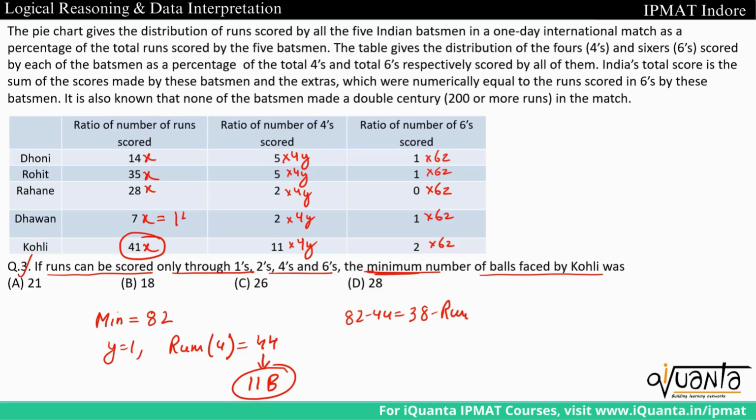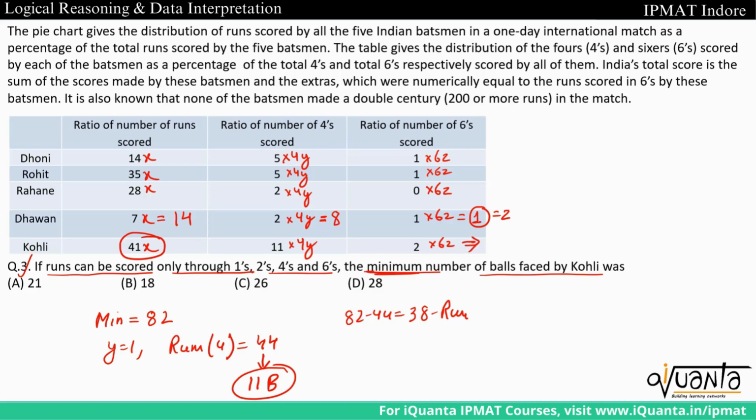Now we need to work upon the value of z also. So if x equal to 2, Dhawan will score 14 runs. The value of y is 1, so he'll score 8 runs in fours, and the remaining 6 runs will be scored in sixes. So what will be the value of z so that he makes only 6 runs through sixes? z will be equal to 1. So the only value of z that is satisfying here is 1.